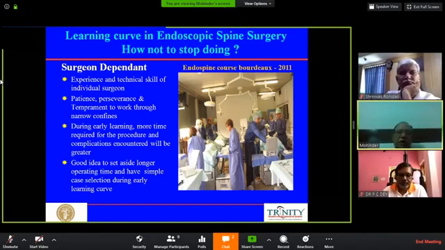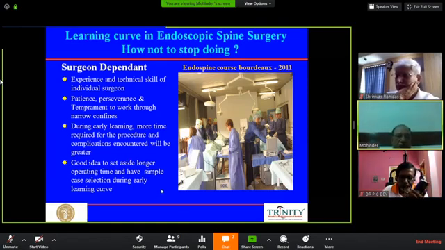During early learning, more time is required for the procedure and the complications encountered will be greater. That has to be understood, so the surgeon should be mentally prepared. It should not upset him or give the impression that he should leave this technique because in every case there is a dural injury or an infection. That should not be a deterring factor. He has to keep patience and carry on. It is a good idea to set aside longer operating time, as I shared earlier. That is the only way forward to learn these techniques.